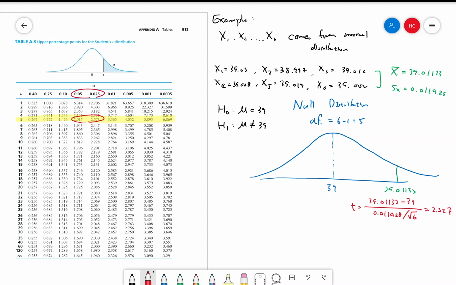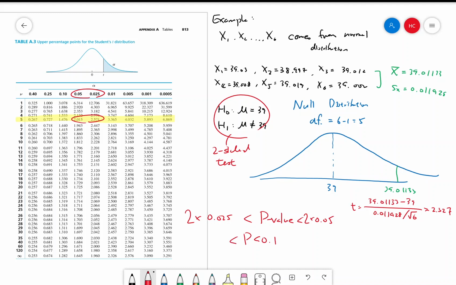But notice that this is a two-sided test. So the p-value is equal to the areas of the two tails added together. So instead of having between 0.025 and 0.05, we need to multiply the p-value by 2. So p is between 0.1 and 0.05. Because p is not less than 0.05, we cannot reject H0. So we cannot make a definitive conclusion.